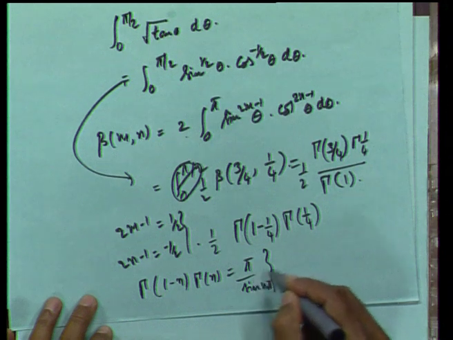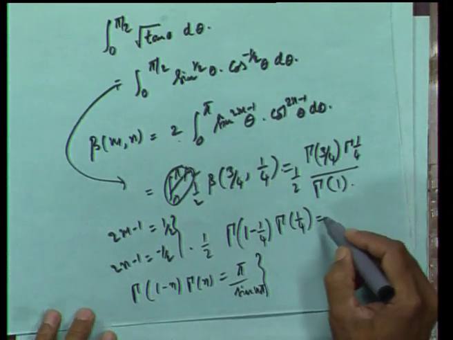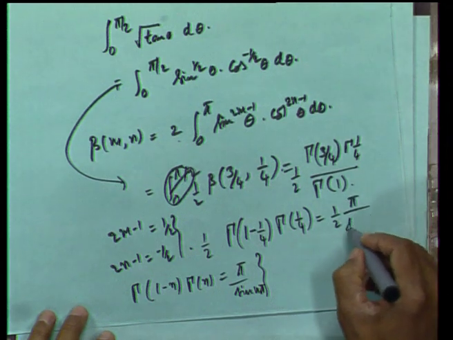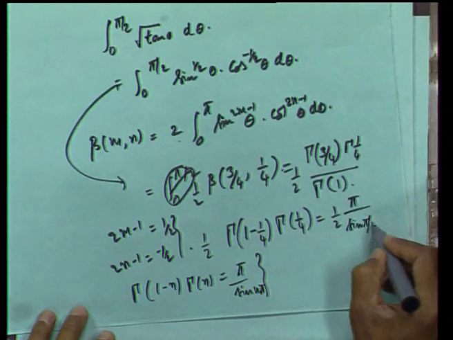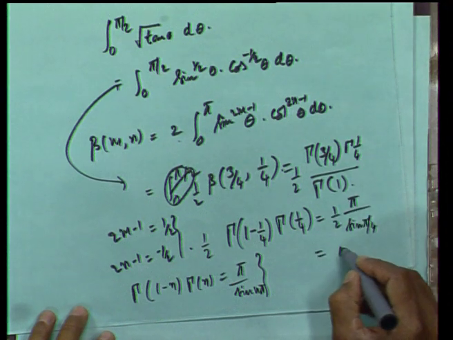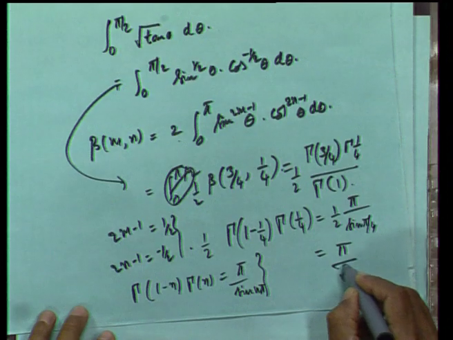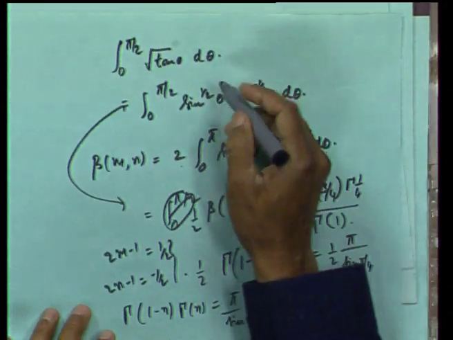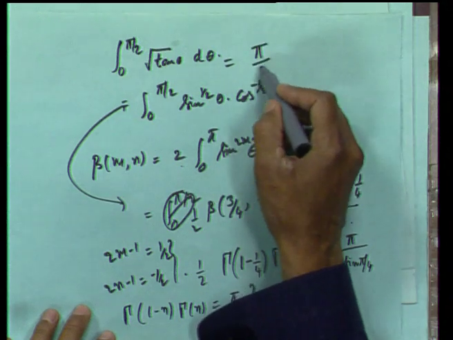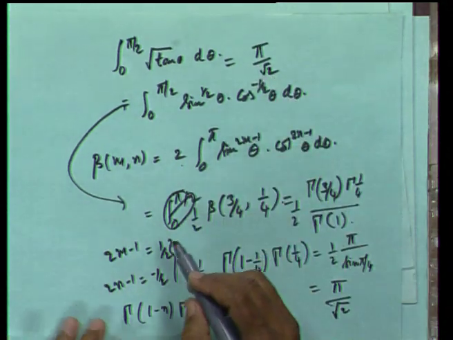So, based on this result, this should be equal to 1 by 2 into pi divided by sin pi by 4. Sin pi by 4 is 1 by root 2, which goes out. So, this will be equal to pi divided by root 2. So, the integral 0 to pi by 2 root of tan theta is equal to pi by root 2. Like this you can evaluate integrals using beta and gamma functions.